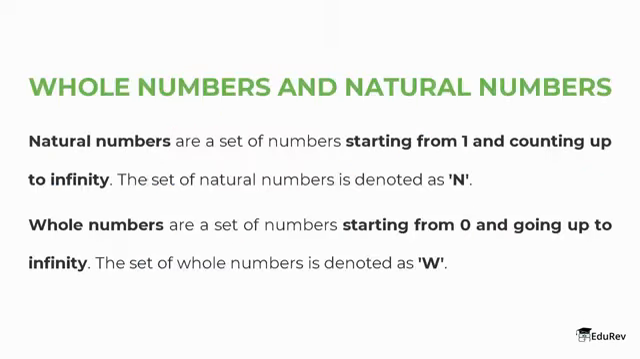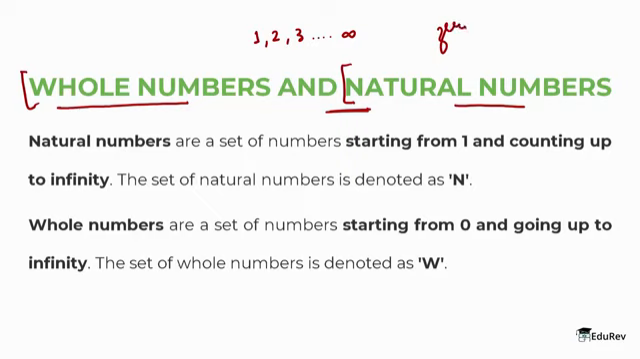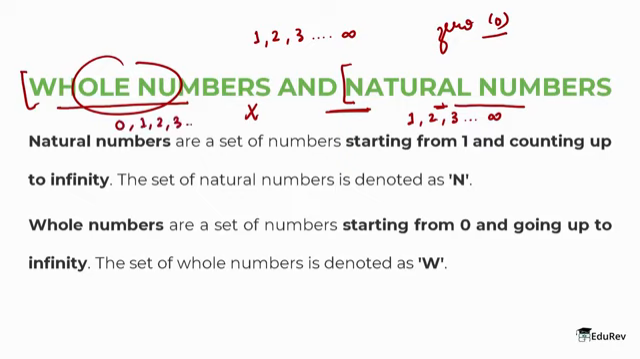For that purpose, let's first study what whole numbers and natural numbers are. Whenever I talk about whole numbers and natural numbers, there is one thing common in both of them: all the numbers from 1, 2, 3 up till infinity come in both the sets. But the only thing that is different is 0. So 0 is included in whole numbers, but it's not included in natural numbers. Natural numbers is a set starting from 1, that is 1, 2, 3 up till infinity, whereas whole numbers is a set starting from 0, 1, 2, 3 up till infinity.